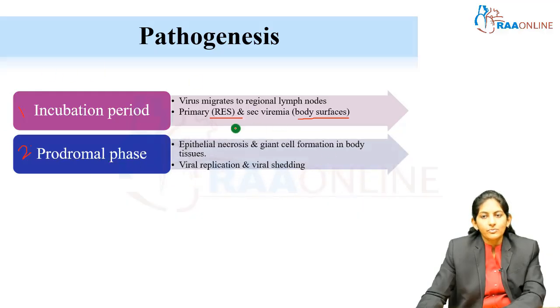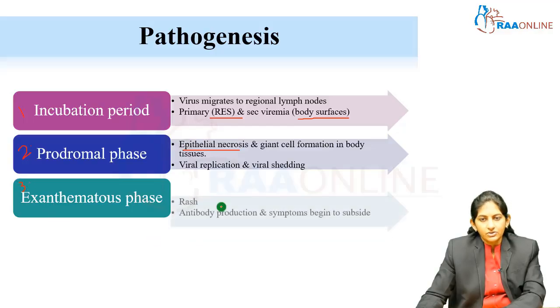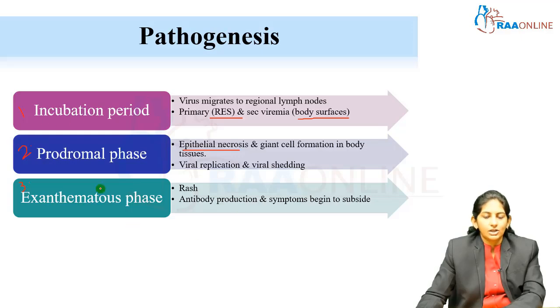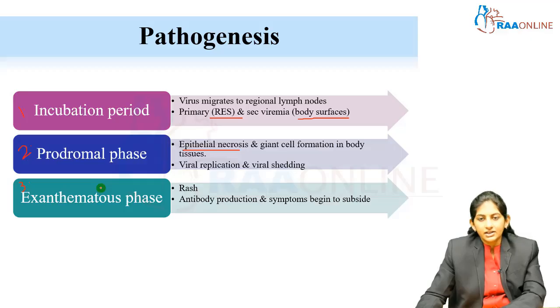In this prodromal phase, what happens? It causes epithelial necrosis, especially in the respiratory tract. Epithelial necrosis happens, giant cell formation happens, and there is viral replication and shedding. This is where transmission from one person to another starts, even in the prodromal phase. Next is the exanthematous phase. There is a generalized maculopapular rash, starting from the face and then spreading over the entire body.